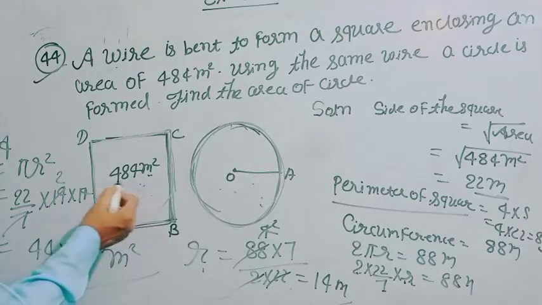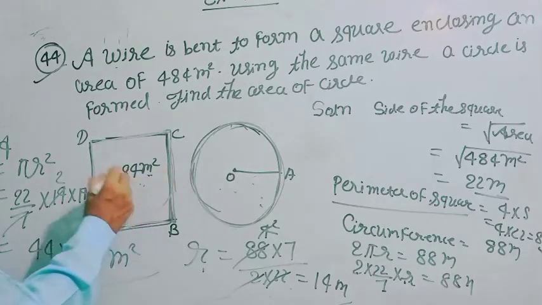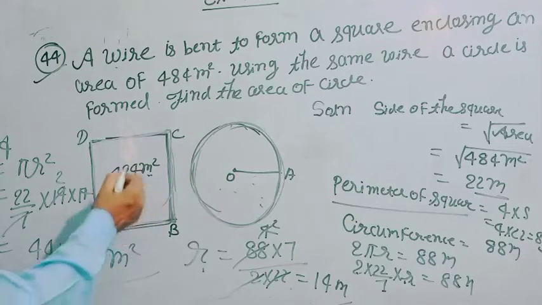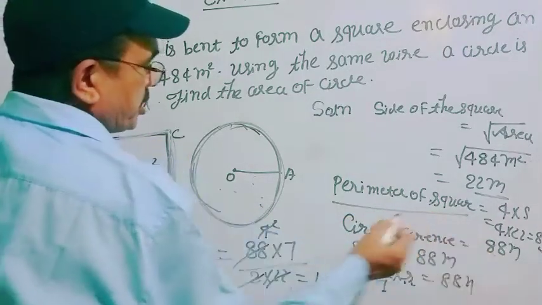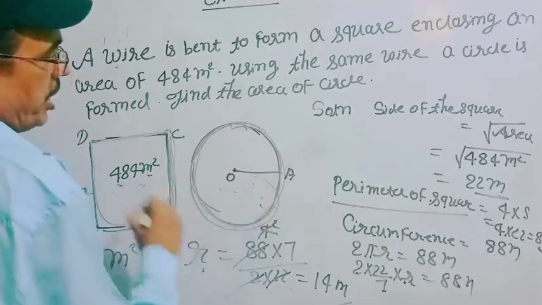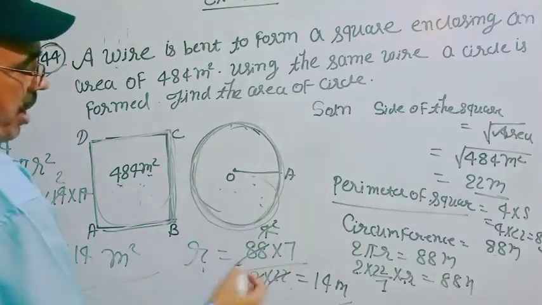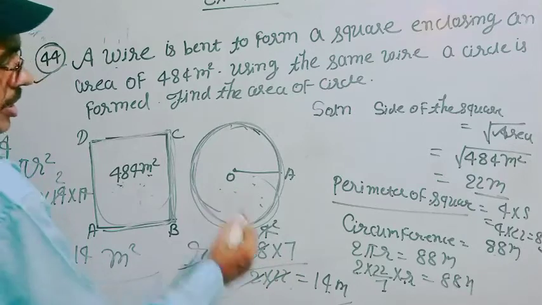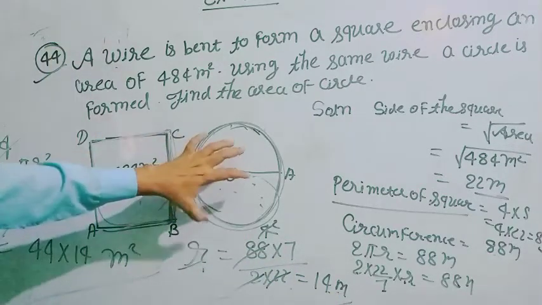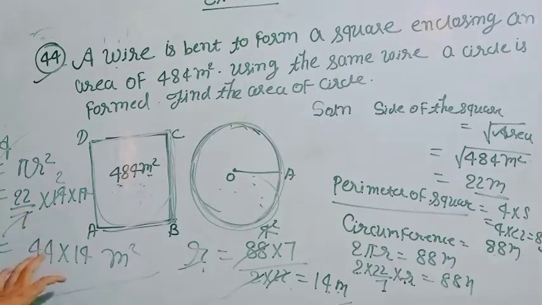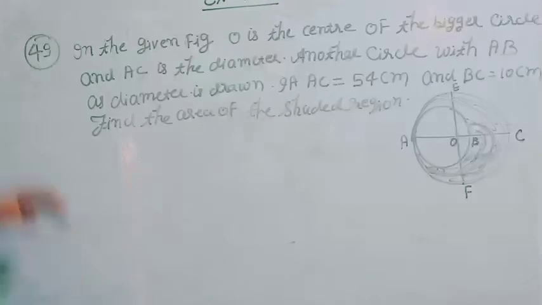After the area, you can find the side of the square, then find the perimeter. The perimeter is 88, and it is equal to the circumference of the circle. After the circumference, you can find the radius of the circle, which is 14, and after that find the area of the circle, that is 44 into 14 square meters.